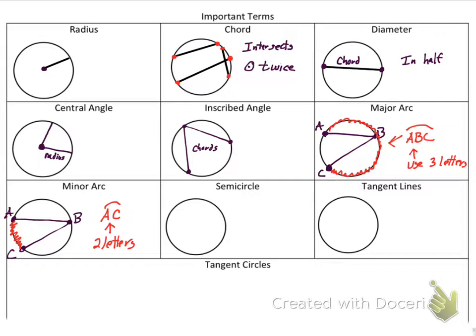A semicircle is created with a diameter and just cuts the circle in half. It's just half a circle. That's a semicircle. A tangent line is a full line that touches a circle once. Let's call this line A, B. So AB is tangent to that circle. And the point of tangency is right here. That's our point of tangency.